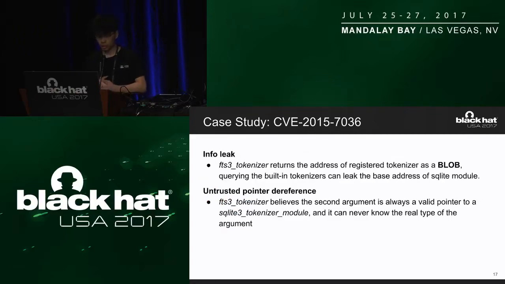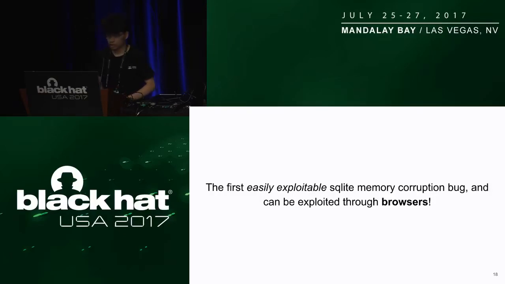To summarize the bug, it's a very powerful bug. First, it gives us the ability to leak address information. It returns the built-in tokenizer, and it leaks the base address of the SQLite module. It also dereferences any untrusted pointer. It's a very powerful memory corruption. The misuse of fts3_tokenizer can help us to bypass ASLR and dereference an untrusted pointer. That's enough for most exploitation. As I said, the vulnerability has better quality than any other previous SQLite bugs, and it can be exploited through browsers.